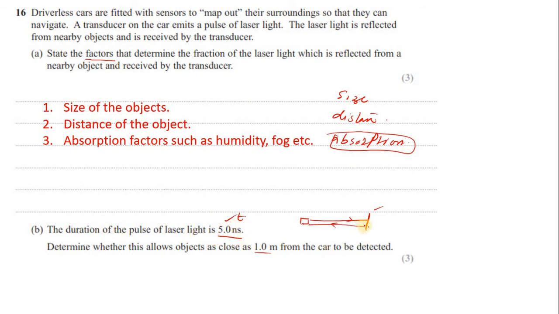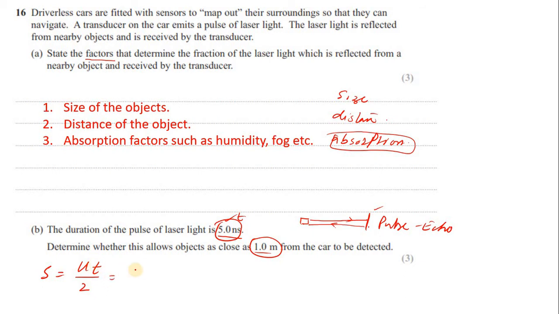So first, what do we do? Using that time, we need to find how much distance can be detected, and if this distance is less than 1 meter, that means this light is suitable, and if this distance is more, it will not be suitable. So let's use this 5 nanoseconds to find the distance. And remember, this is not an ordinary situation, this is pulse echo. So the equation to find the distance is S = UT / 2.